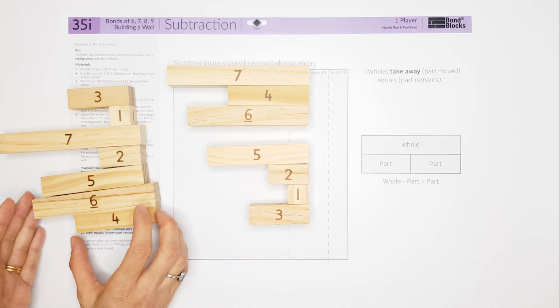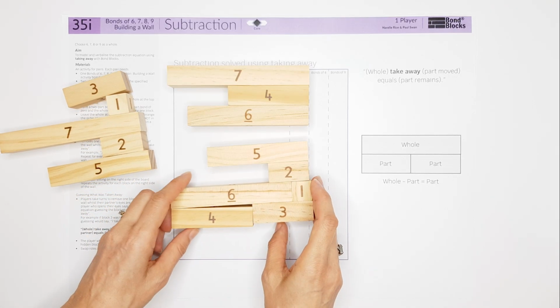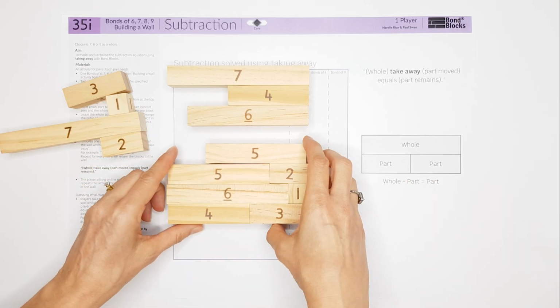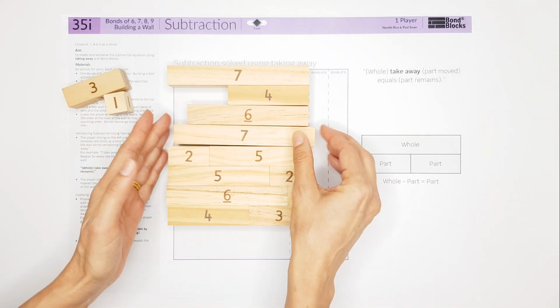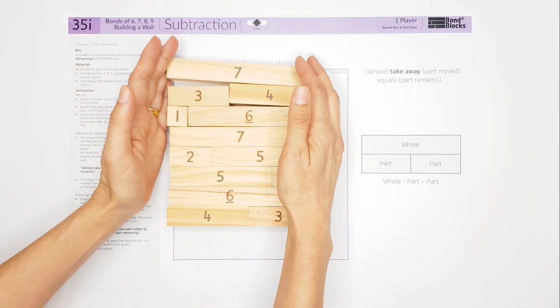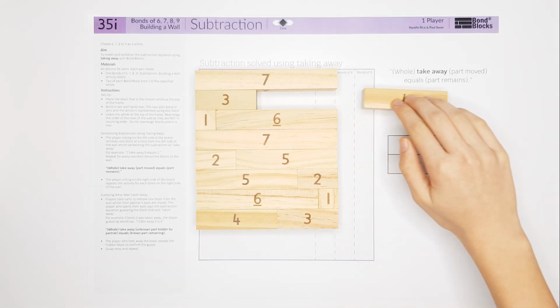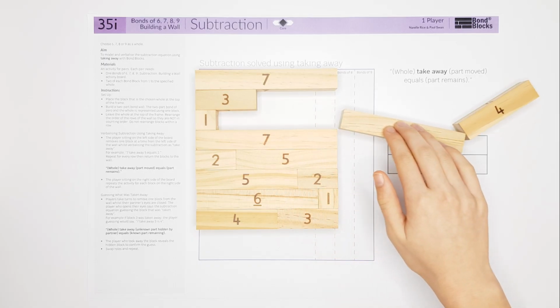Now that I've had my turn, I would return each block to the wall, and my partner sitting on this side will have their go. And today I have Karis with me. Hello. And she is going to repeat what I've just done using her side of the wall. 7 take away 4 equals 3. 7 take away 6 equals 1.